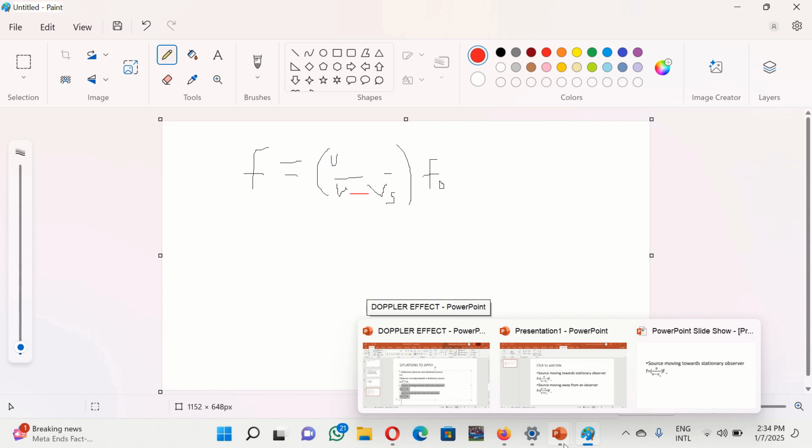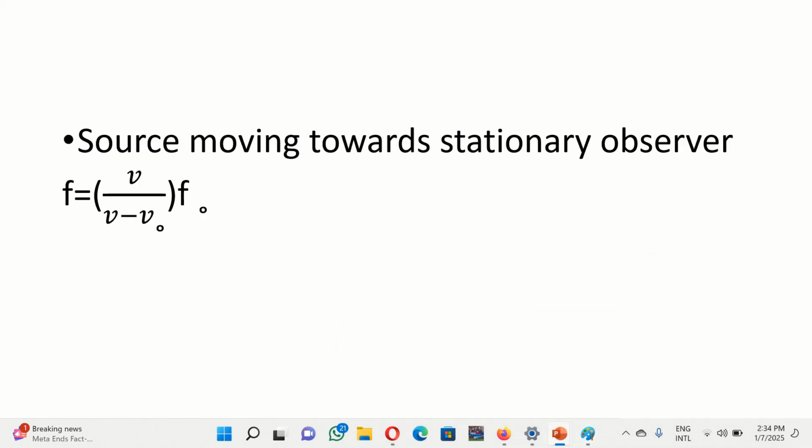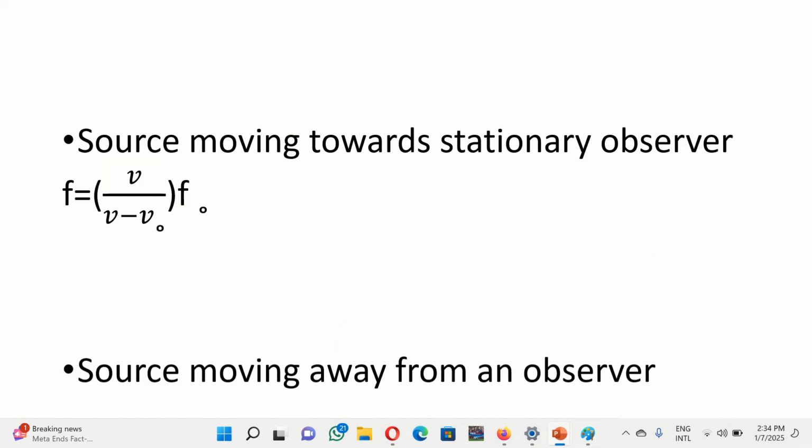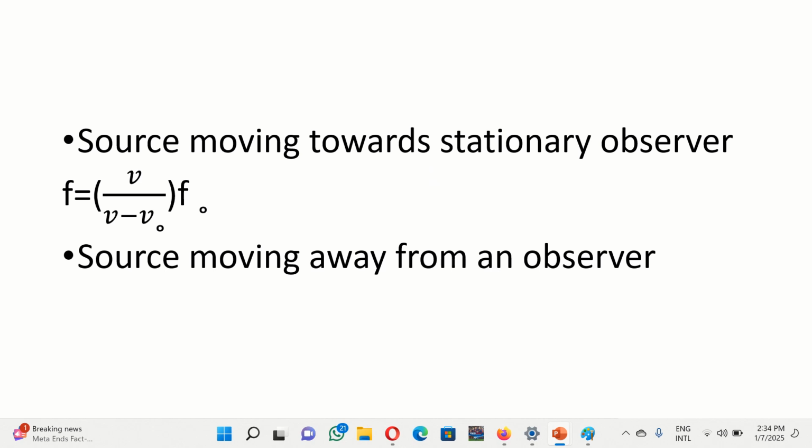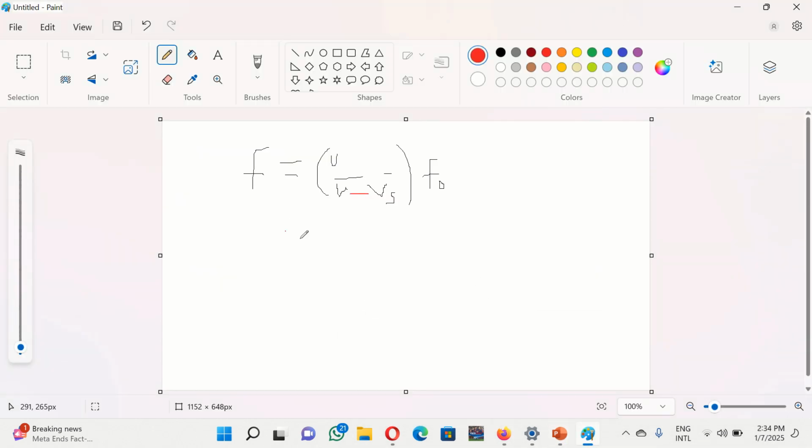So let's go to the second situation, which is the source moving away from an observer. Okay, so the source moving away from an observer. So let's see. The observer could be stationary. So in the first place, let's consider the observer being stationary.